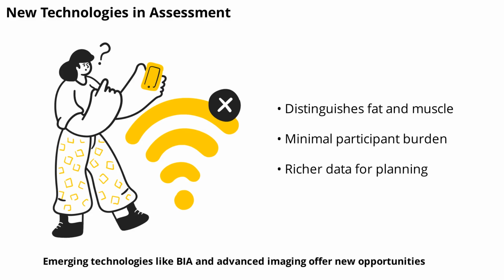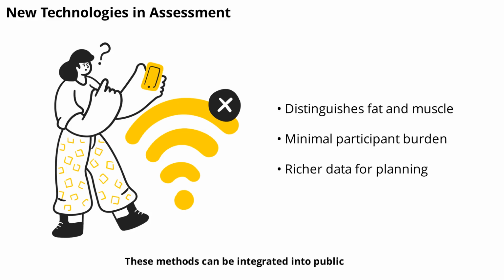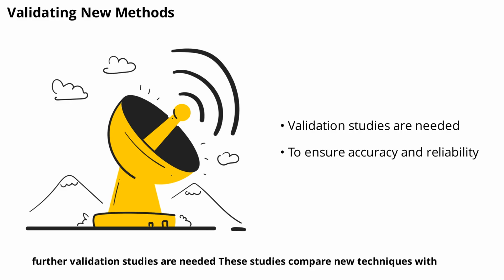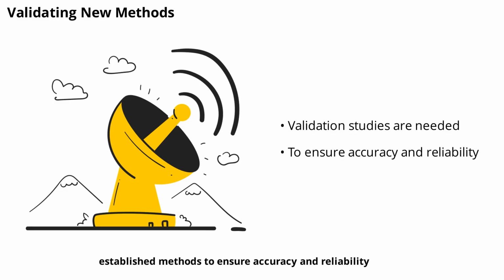Emerging technologies like BIA and advanced imaging offer new opportunities to distinguish between fat and lean components of body weight. These methods can be integrated into public health surveys with minimal additional burden to participants, providing richer data for monitoring and intervention planning. Before adopting new assessment methods widely, further validation studies are needed.